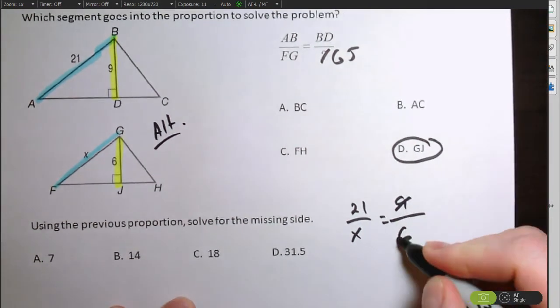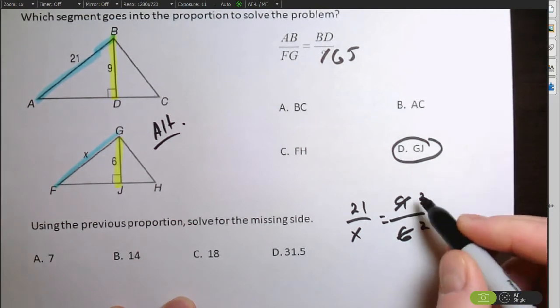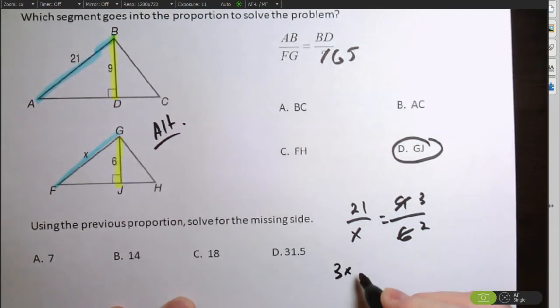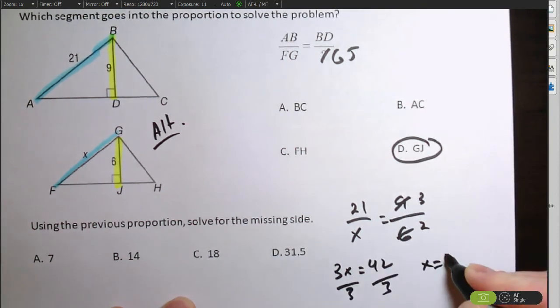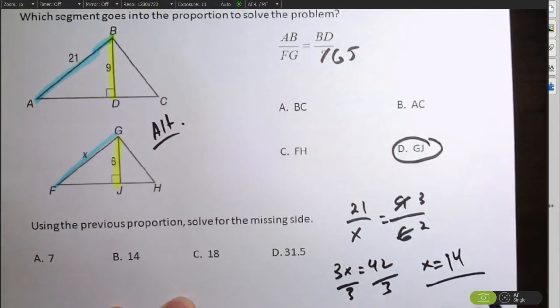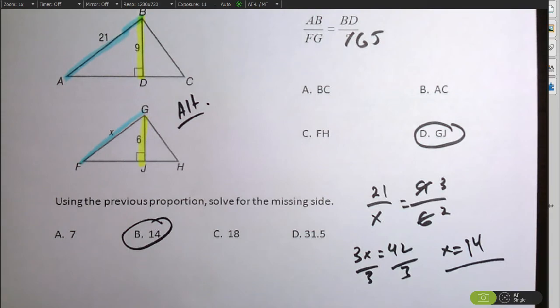I do encourage you to reduce these two. This makes it so much easier. 3 over 2. Okay. Now I can cross multiply. 3x equals 2 times 21, which is 42. Divide by 3. X is 14, so hopefully you said answer B. If not, well, not a big deal. We'll go over more in class.